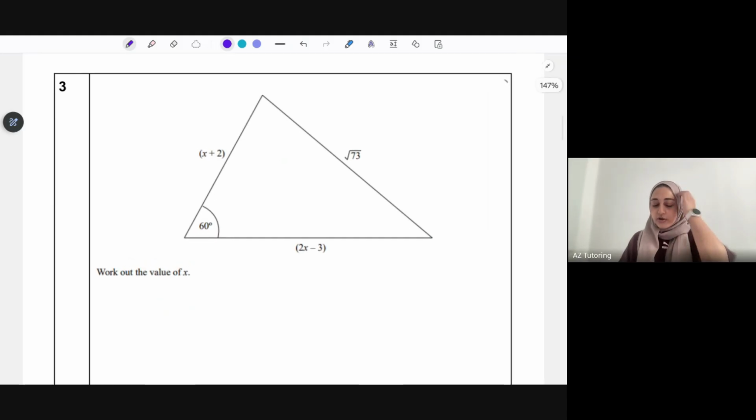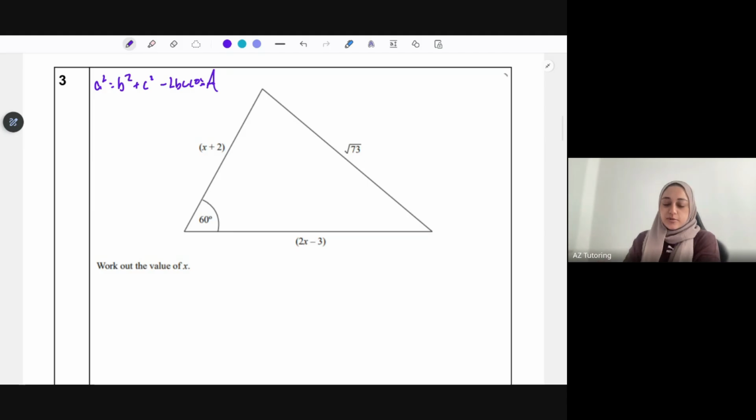So we've got a non-right angle triangle, and it says work out the value of x. So we're going to be using the cosine rule to work out the value of x, because we've got 3 lengths and we've got 1 angle. Okay, so cosine rule, let me write it down again. A squared equals b squared plus c squared minus 2bc cos a. So you can see with the amount you write it down, you just end up memorizing it.